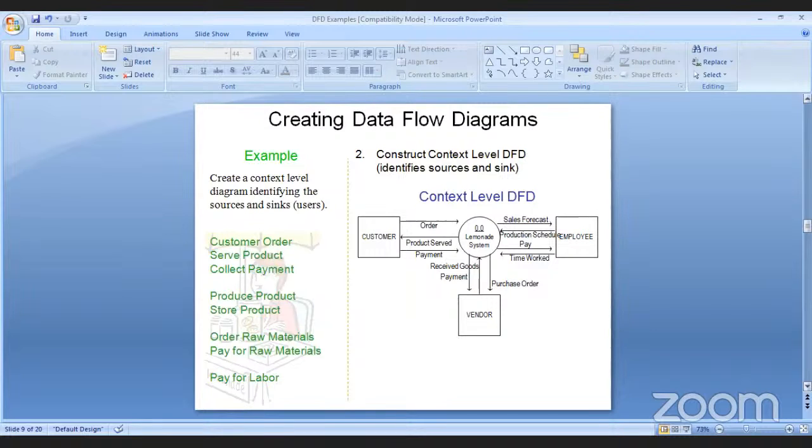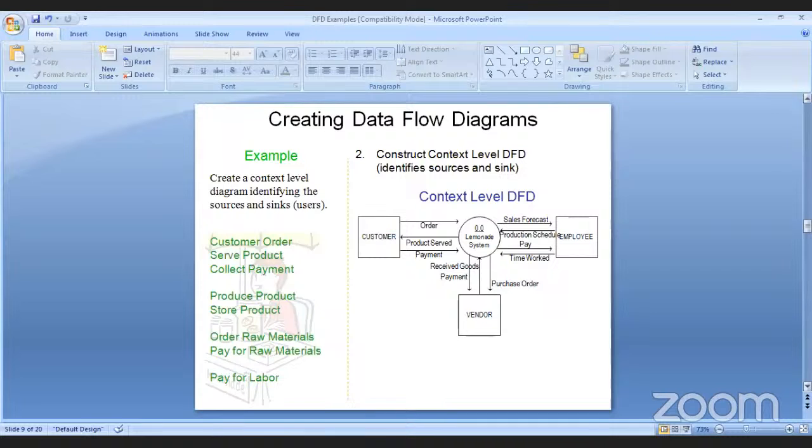You see that square box. A square box is representing a noun. It's representing an entity. So you see, on the left is the customer, then employee on the right, then vendor. These are the 3 actors. These are the 3 stakeholders. These are the users who are busy using the system. That's a Lemonade system.